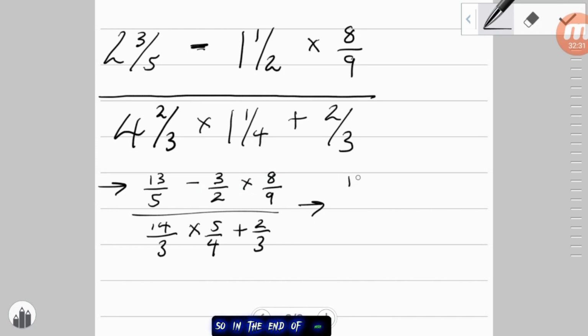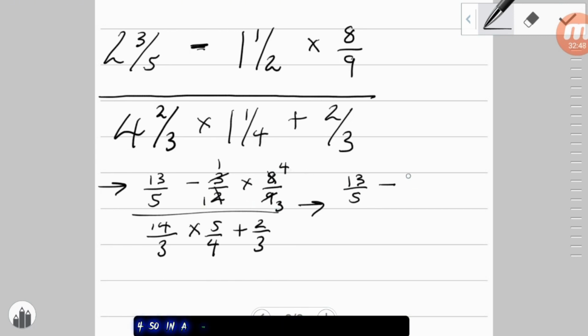So we're going to end up here with 13 over 5. And we're going to be taking away the result of this cancellation. 3 into itself 1 time. 3 into 9, 3. 2 into itself 1 time. 2 into 8, 4. So we end up with a very simplified answer of 4 over 3.